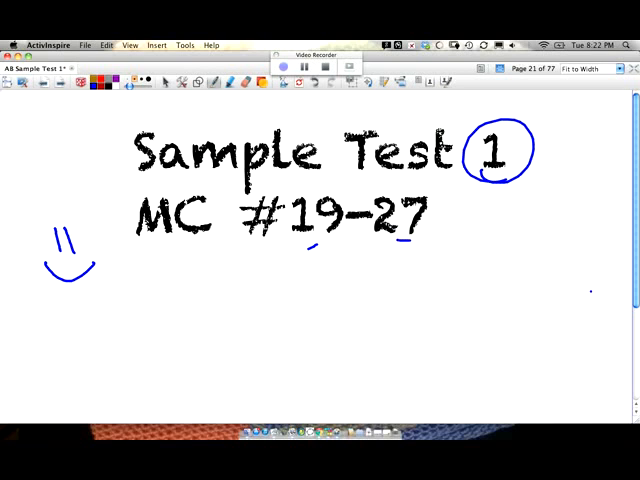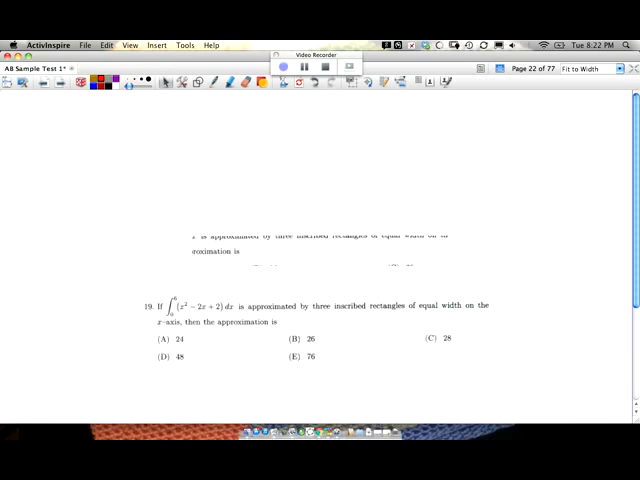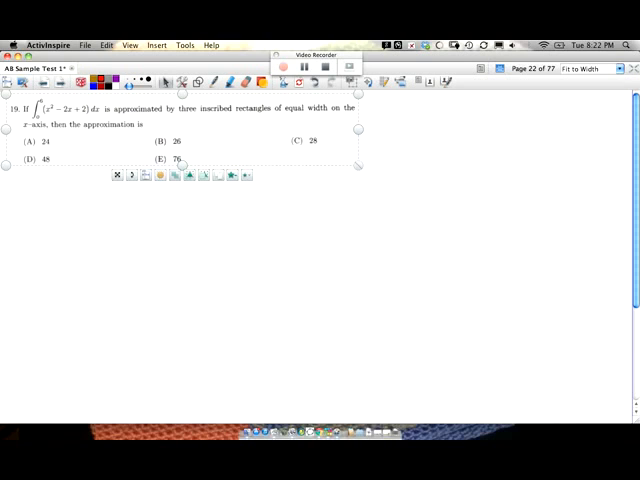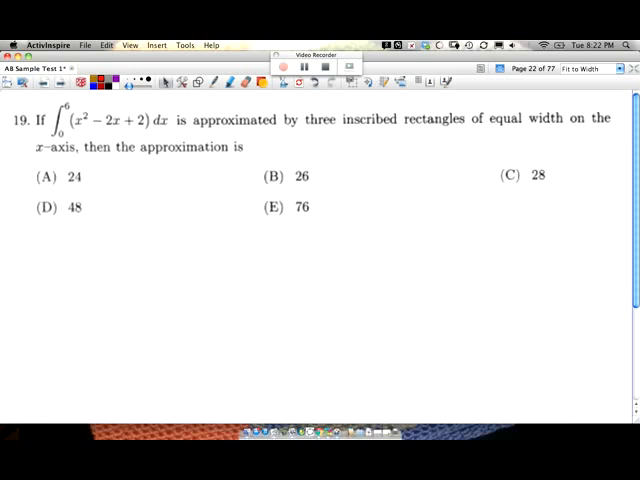Calculus, here we are looking at sample test 19 through 27. We are still in the non-calculator multiple choice. And it begins. So number 19, we take a look at this one and it says, well, that looks pretty easy. Oh, whoa, what's going on here?